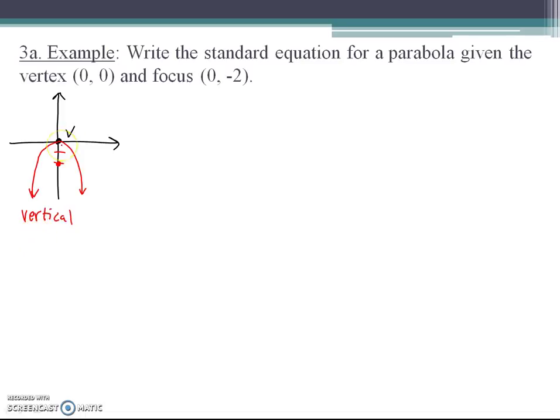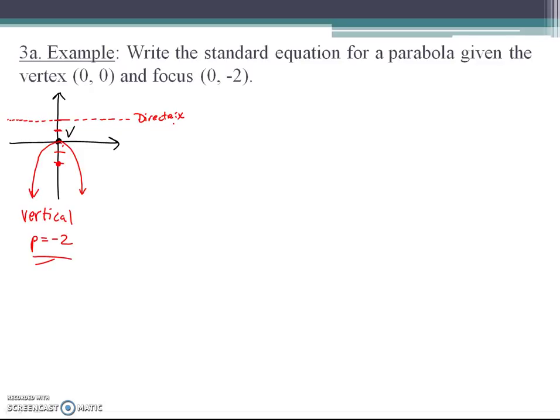Since p is a directed distance and it goes downward, p is definitely equal to -2 because it's two units long there. And while I'm talking about p, remember p is the same distance from the vertex to the focus as it is from the vertex to the directrix. So we can actually add a quick sketch of the directrix. Just by that vertex and focus, we grabbed some other information.